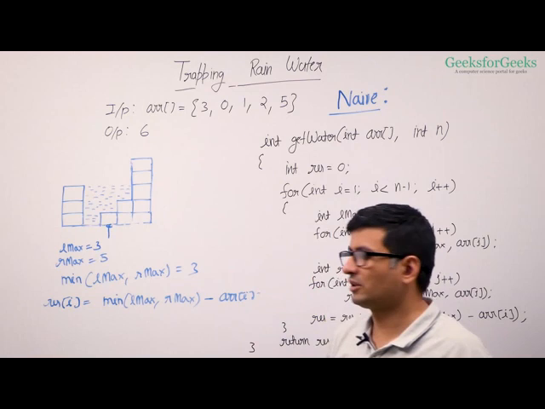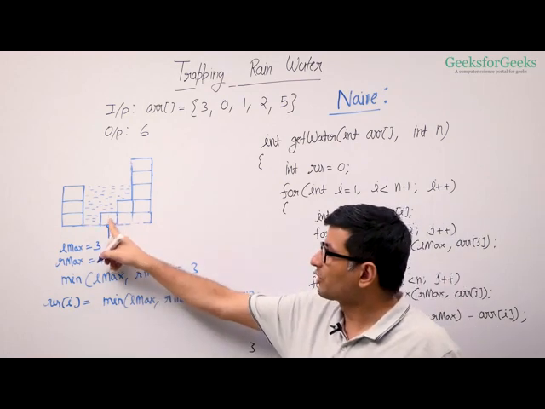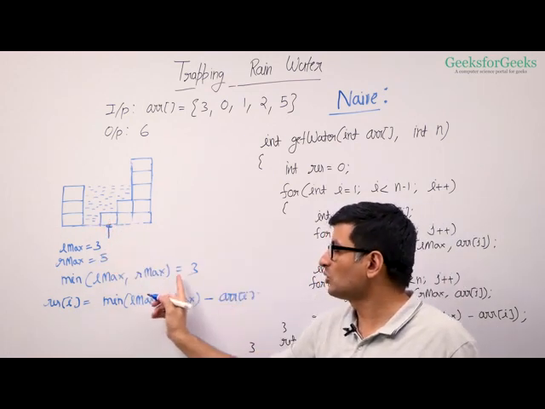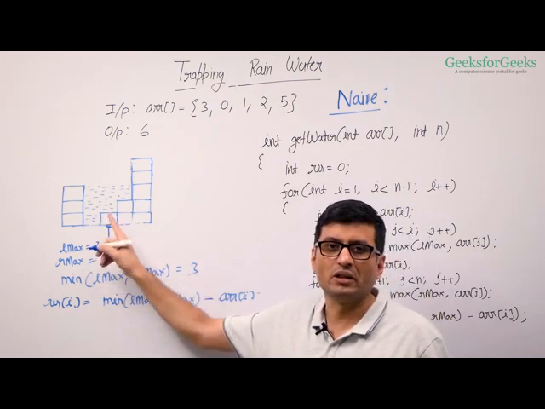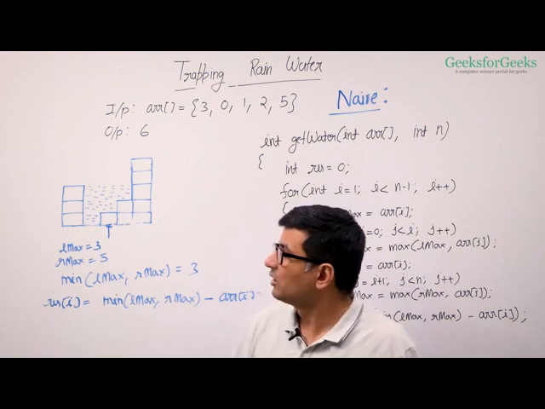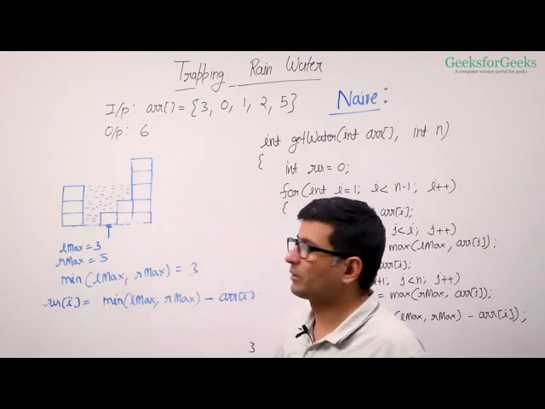That's our result for the ith bar. The result for this bar is the minimum of these two values, which is 3, minus the height of this bar, which is 1. 3 minus 1 is 2. So 2 units of water we can store on top of that.